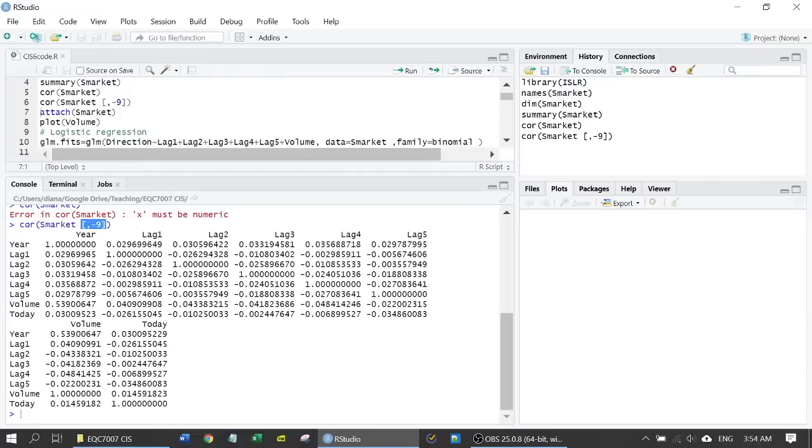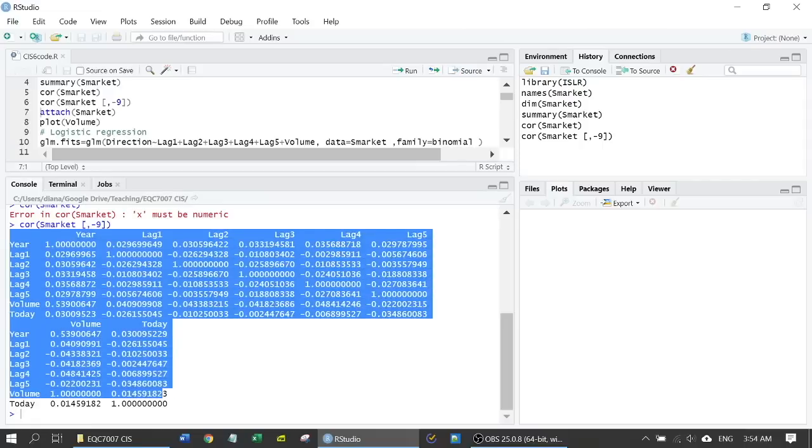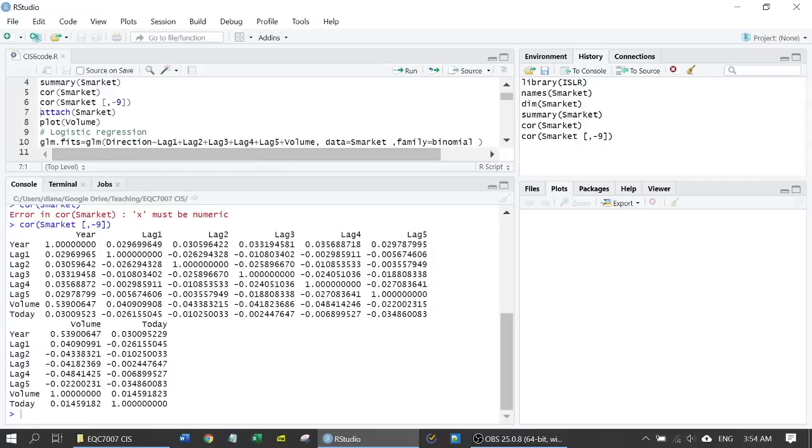So next what we do is we find the cor of the S-market, but this time, I hope you still remember how to use the square bracket. On the column part, we put -9, which means that we remove the ninth variable. Without the ninth variable, which is categorical, we are able to find the correlation matrix. And this correlation matrix is actually symmetrical because, for example, this 0.029 is exactly similar to this one, because this is the correlation between lag 1 and year.